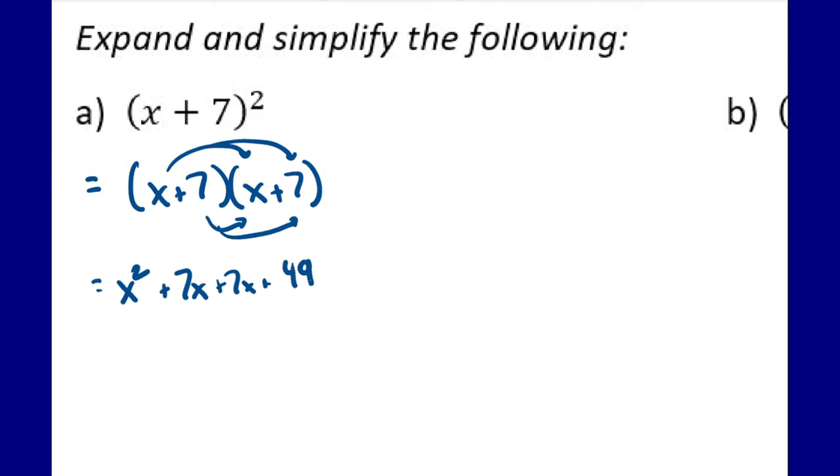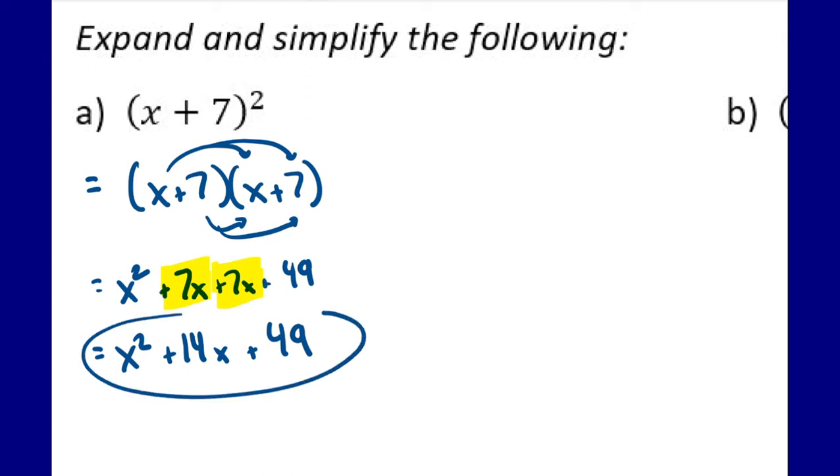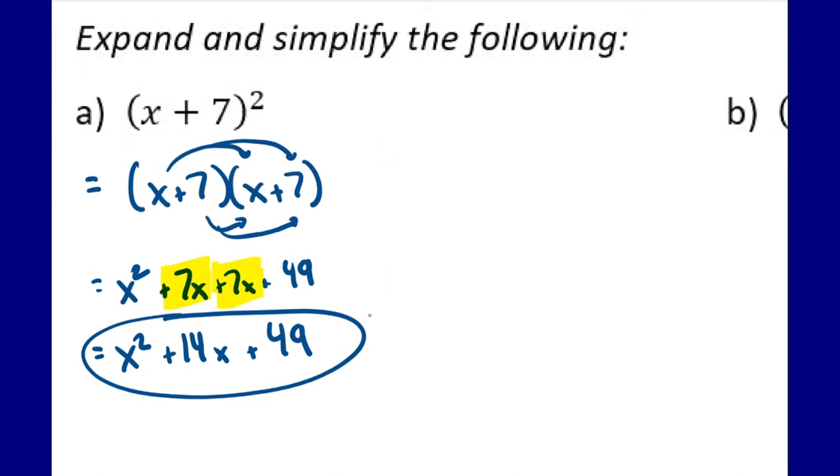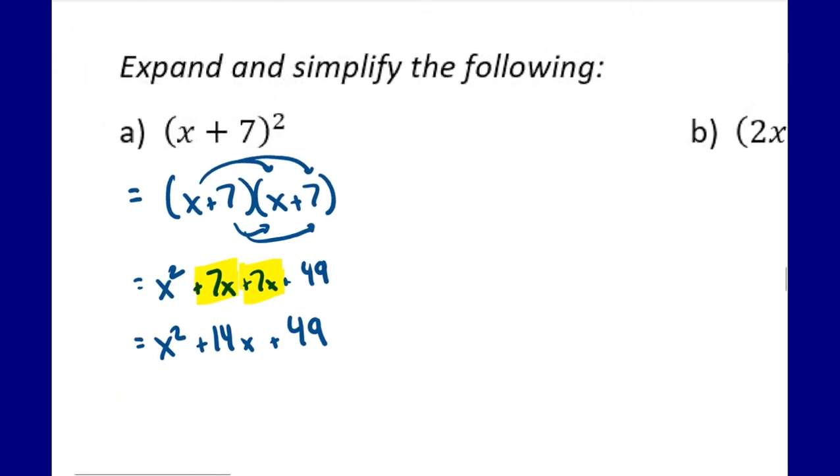I can collect like terms by looking at my two middle numbers. X squared plus 14x plus 49. So do we see any connection between this trinomial at the bottom here and this factored form up top? Do we see any connection between those two? If not, let's take a look at another example.